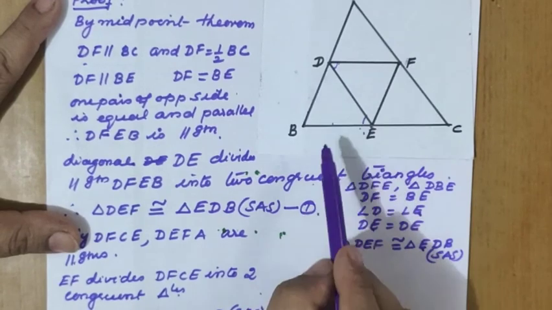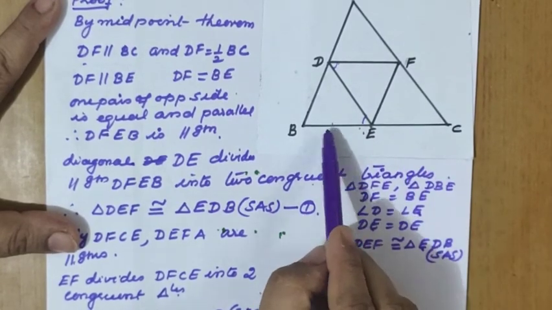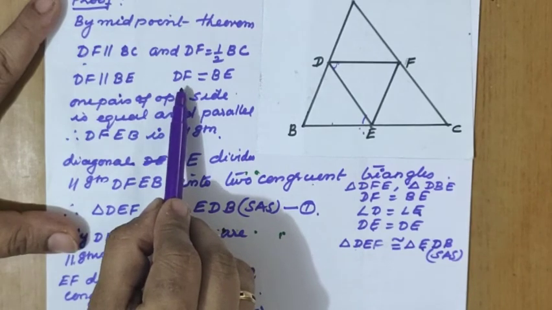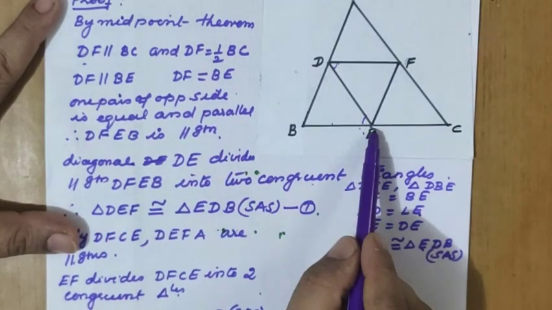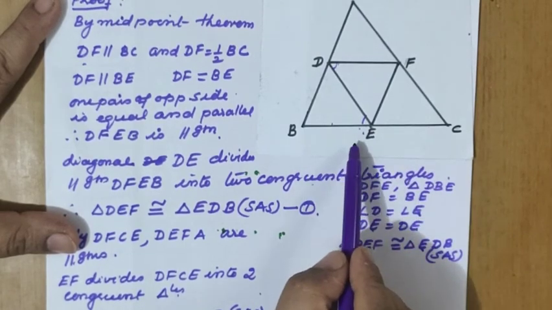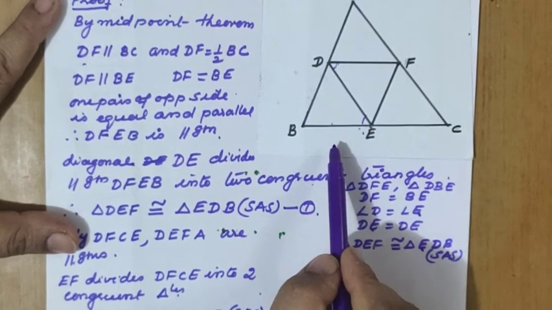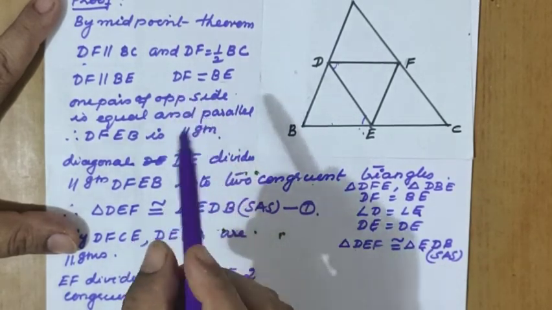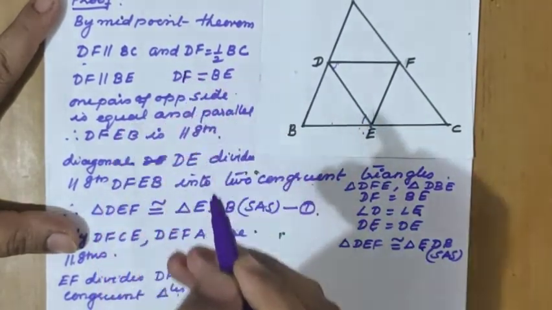So we are using the midpoint theorem: DF parallel to BC and DF equal to half BC. If DF is parallel to BC, then DF is parallel to BE also. So we have written here. Next, what is the next step? DF equal to half BC. Since we know that E is the midpoint, half of BC means either BE or EC we can write. Now here we required BE only. So we have written here DF equal to BE, right?